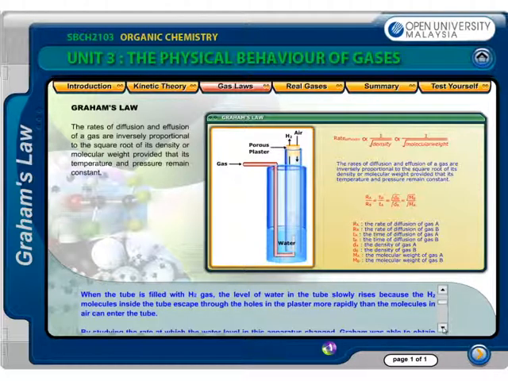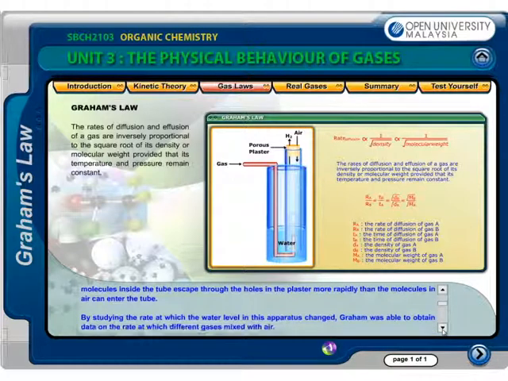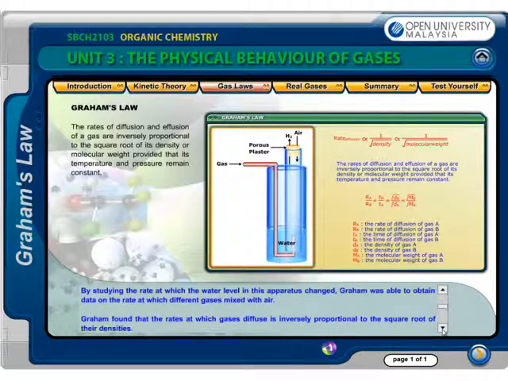When the tube is filled with H2 gas, the level of water in the tube slowly rises because the H2 molecules inside the tube escape through the holes in the plaster more rapidly than the molecules in air can enter the tube. By studying the rate at which the water level in this apparatus changed, Graham was able to obtain data on the rate at which different gases mixed with air.